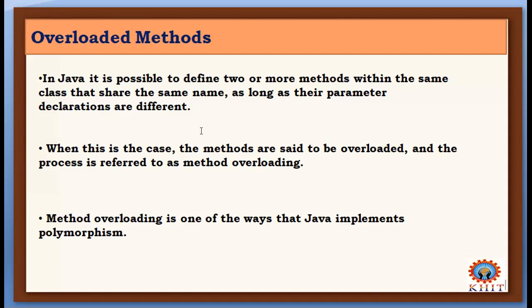You can read here: Java. It is possible to define two or more methods within the same class that share the same name, as long as their parameter declarations are different. That's what I told you now.